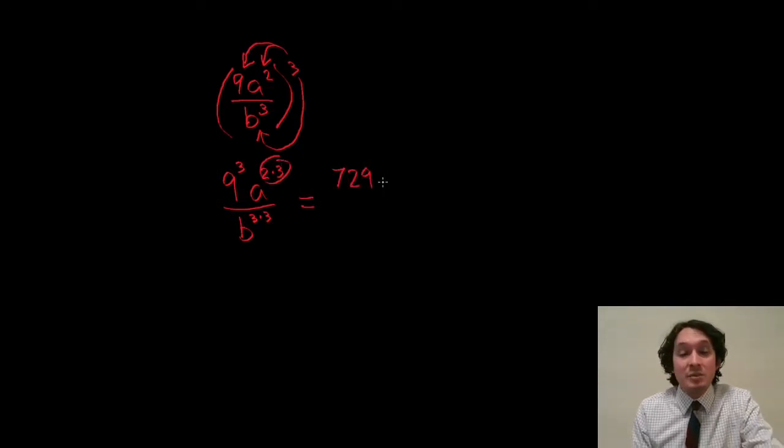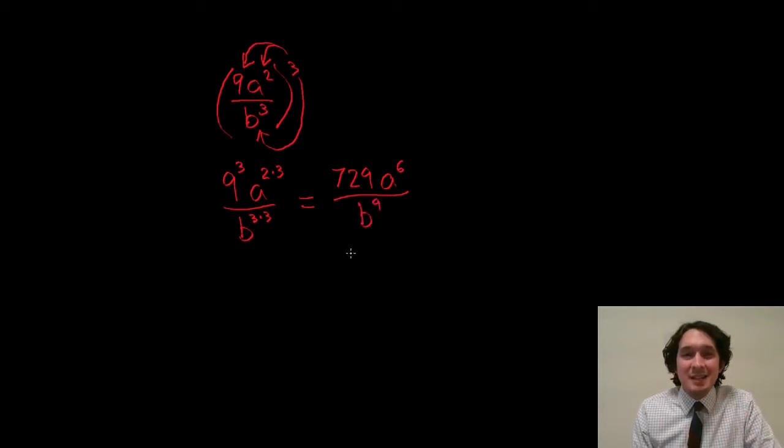And so we simplify each piece. 9 to the power of 3, that's 729. 2 times 3 is the exponent of a, that's 6. And 3 times 3 is the exponent of b, that's 9. And so you see, if there's a fraction symbol, no big deal. Everything in the parentheses still gets that outside power, and if there's already a power there, multiply it. That's it. So that is how you deal with something like that, and that's how you apply the power of a power property. So hopefully that made sense.